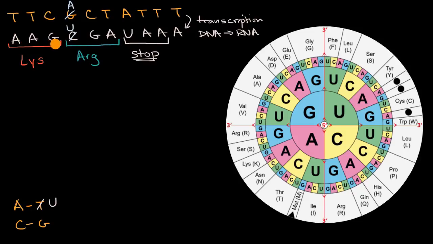Well, this first codon would still code for lysine, but the second one would be UGA. Now all of a sudden, it codes for the stop codon. And so the actual translation process would stop, which could be a very, very big deal if the normal non-mutated polypeptide had to keep going on and on and on.